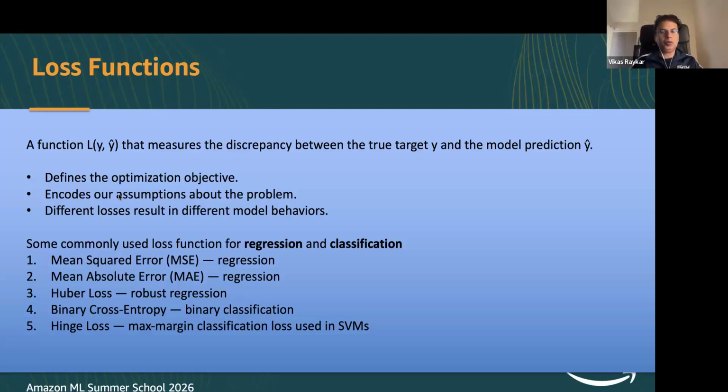Here are some of the most commonly used loss functions for regression: the first one being mean squared error, then mean absolute error, and Huber loss. For binary classification, binary cross entropy, for multi-class classification problems, cross entropy, and also Hinge loss, which is a max margin loss used in SVMs. These are just some examples. These are not the only loss functions out there, but these are some of the most commonly used loss functions which we need to be familiar with.